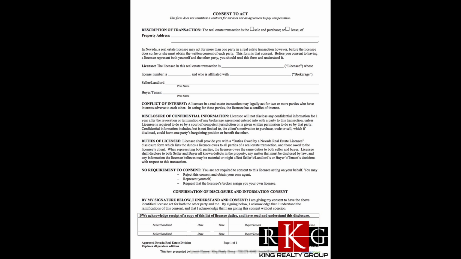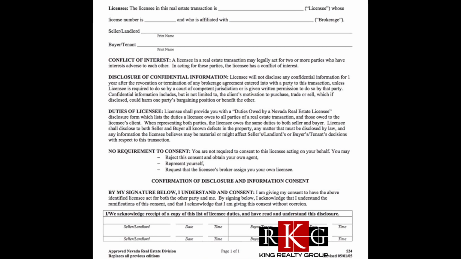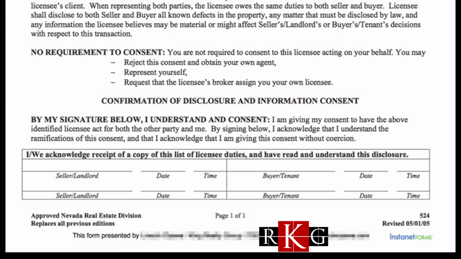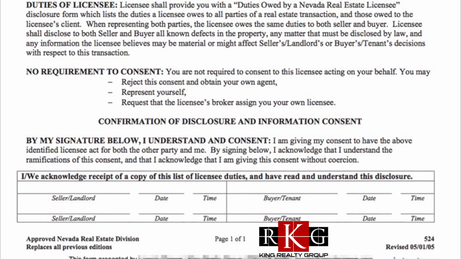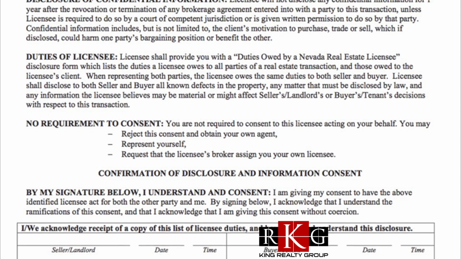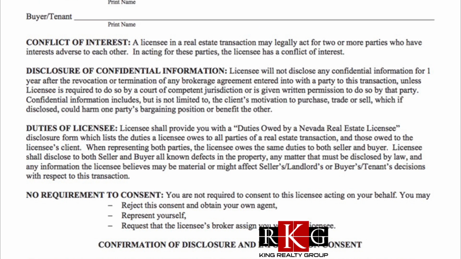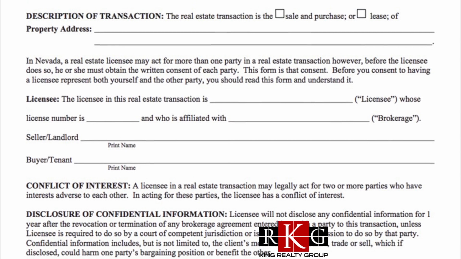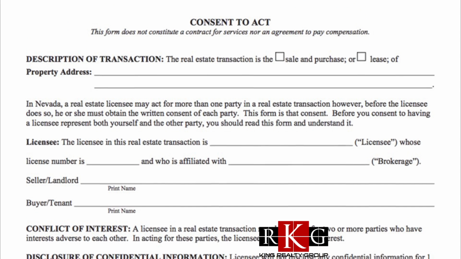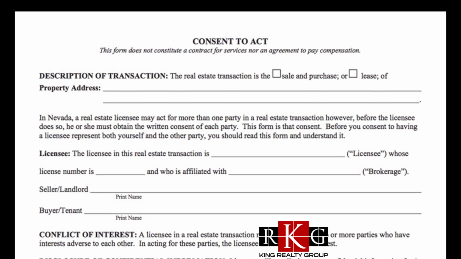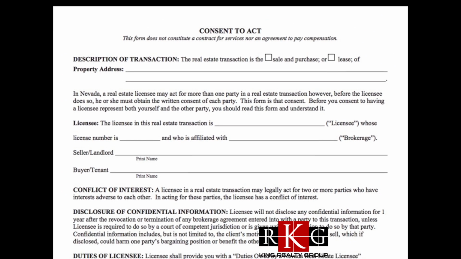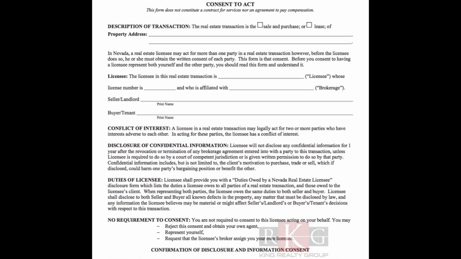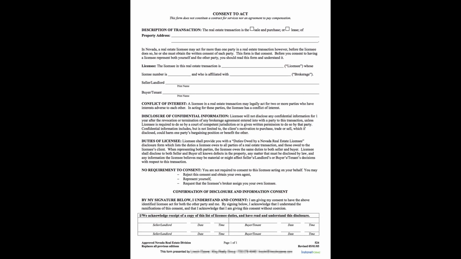The disclosure form, called Consent to Act, outlines for the client the consequences of the licensee's multiple representation and requires the client's written authorization before the licensee may proceed with such representation. The Consent to Act form is designed with the seller/landlord and buyer/tenant relationship in mind. Regardless of which parties are being represented, each party must be given a Consent to Act form and the opportunity to reject this type of agency relationship.